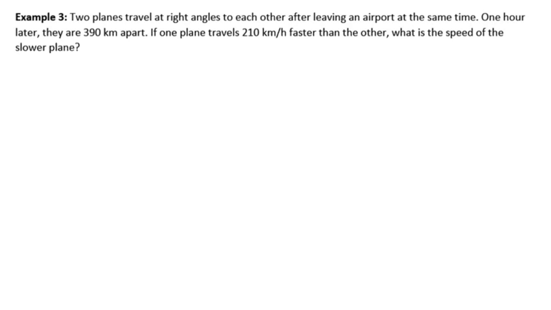So what we want to start with is some variable identity. Let x equal the slower plane, because that's what we're going to be solving for. Our solution will be the value of the speed of the slower plane. So let x equal the speed of the slower plane.